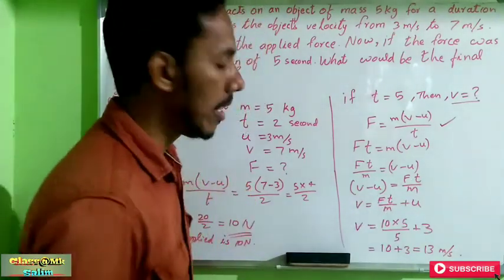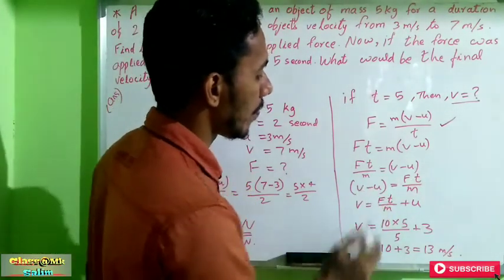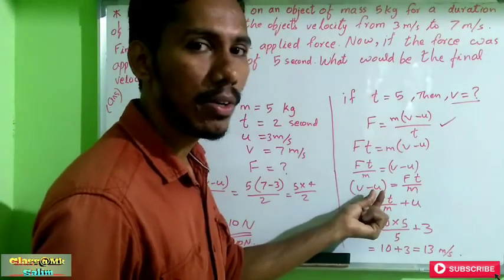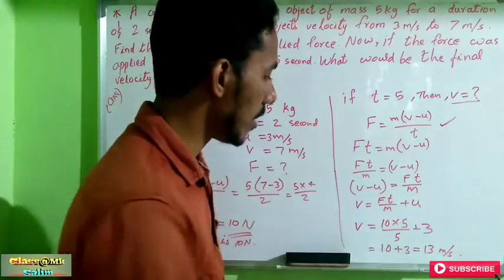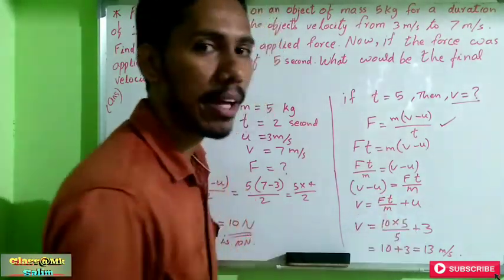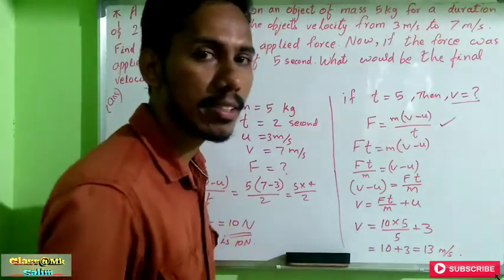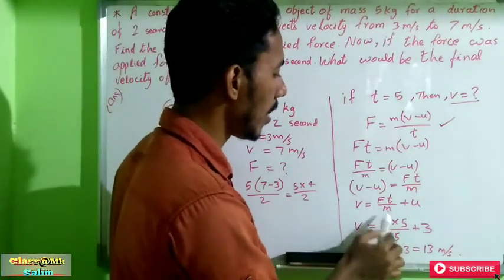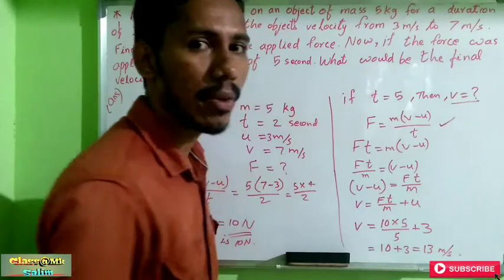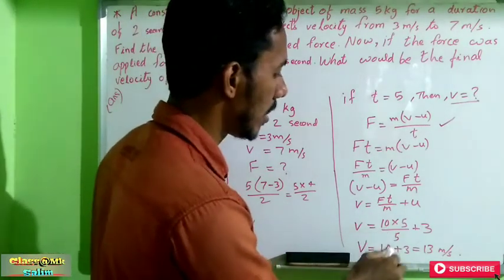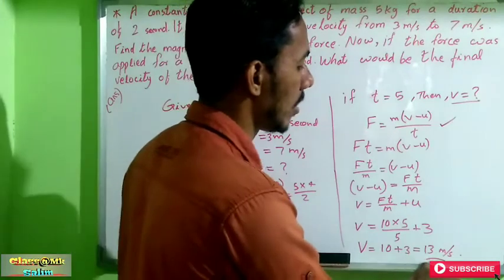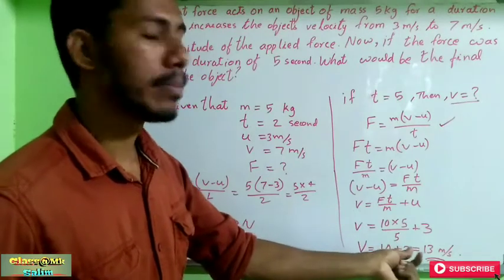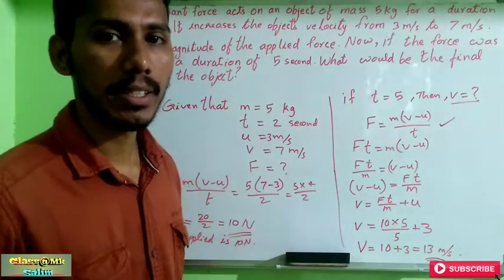Then just rearrange this equation to get v. That means we want to move this u into this side. That is v is equal to Ft by m plus u. Then substitute the values. F is 10, t is 5, m is 5, u is 3. Then what is the value? V is equal to 10 plus 3, that is 30 meter per second. It is the answer. The final velocity of that object would become 30 meter per second.